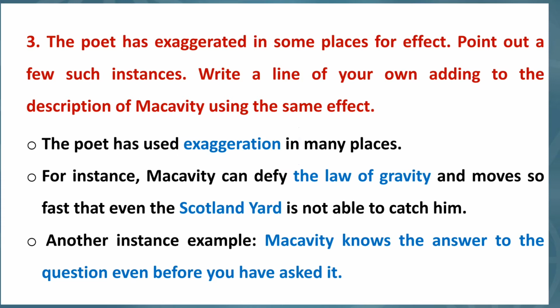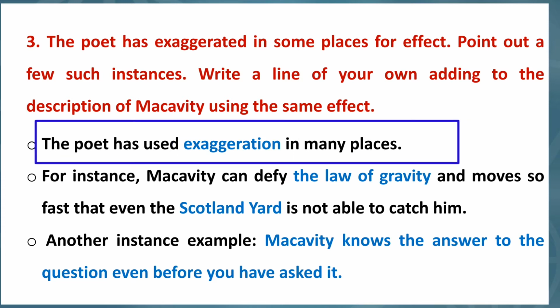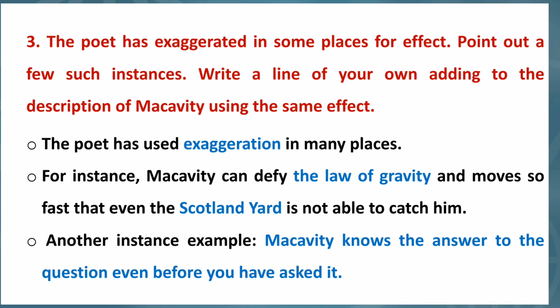Look at the first point. The poet has used exaggeration in many places. The first one: Macavity can defy the law of gravity. Defy means disobey. It is highly exaggerated. Macavity doesn't obey the law of gravity, whereas everybody has to obey the law of gravity. But in the poem, he just used some exaggeration. The first one is Macavity can defy, defy the law of gravity, and moves so fast that even the Scotland Yard is not able to catch him.